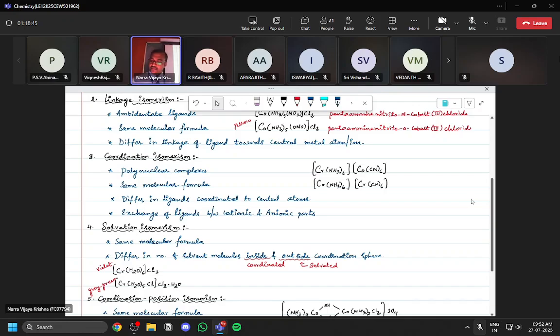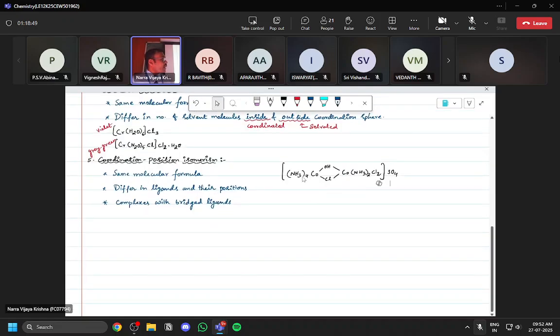Here, central atom, ligands connected to the same central atom, whether I exchange them or not, right? All ligands are connected to the same central atom. Only position is changing, not coordination. Clear? That's why it is called coordination position isomerism.